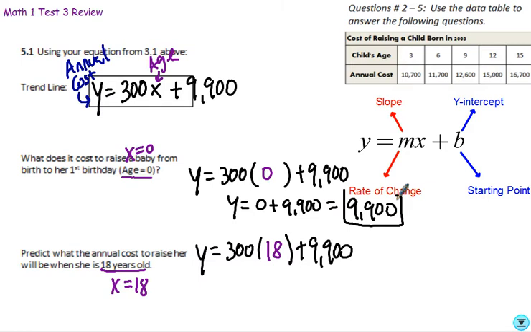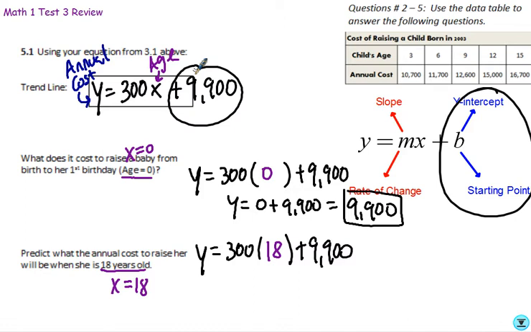And we could have answered that without even really doing the math. Remember, we said that the y-intercept represents your starting point. So that last number, that's when x is equal to 0. So in this case, when the child's age is 0, the cost would be $9,900 plus $300 for each year. So we could have done that without even really doing the math.